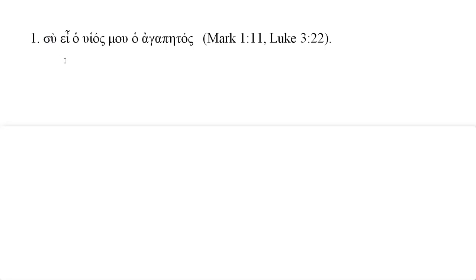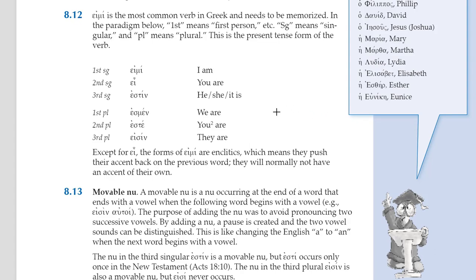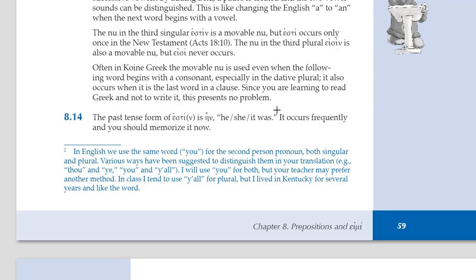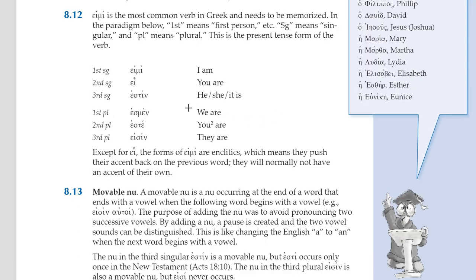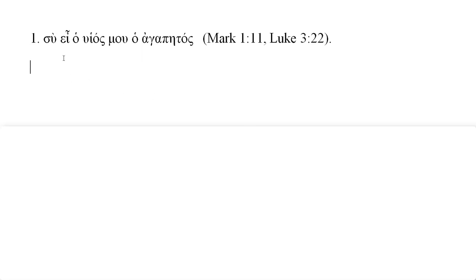The present tense forms of eimi are located over here on page 59. And so we see eimi as first singular, and then second singular ei. That's the one we're looking for. And you see the rest of the forms here. Coming back over then, we see that our first two words are su ei. It's a present tense form of eimi, which is a to be verb. So present tense: I am, you are, he, she, it is, they are, we are. So, you are.